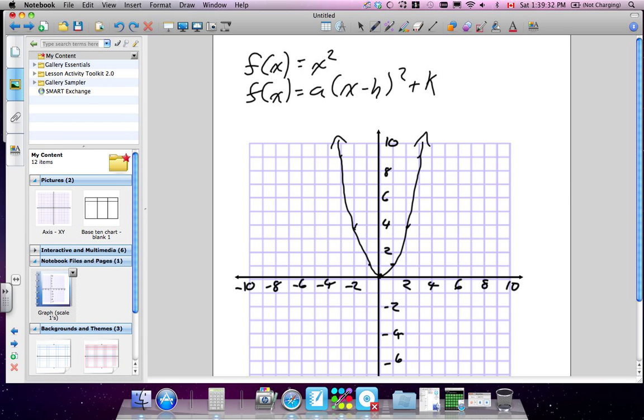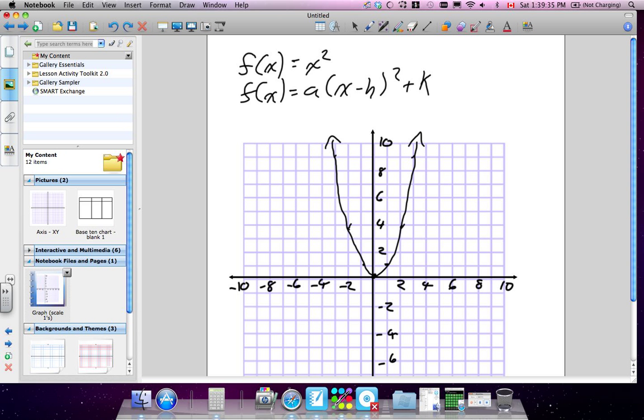A deals with being stretched. So what did they say? Stretched by a factor of what? 5. So we know that a equals 5. Moved how many left and right? Translated 2 units down, so that's the k. Down 2. Okay, so k is negative 2. 1 unit left, so positive.